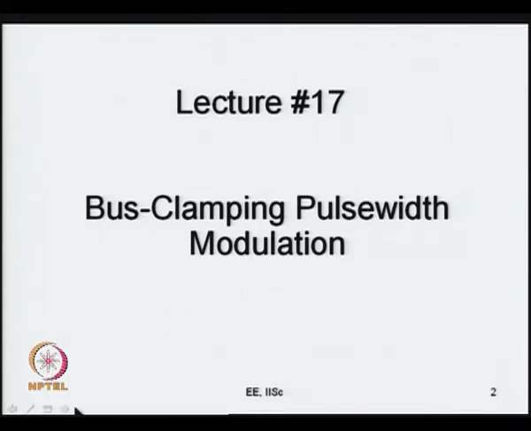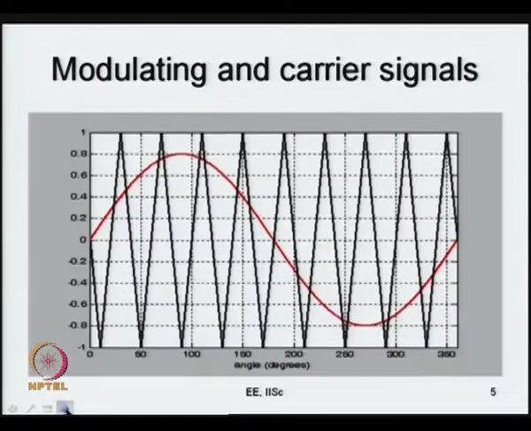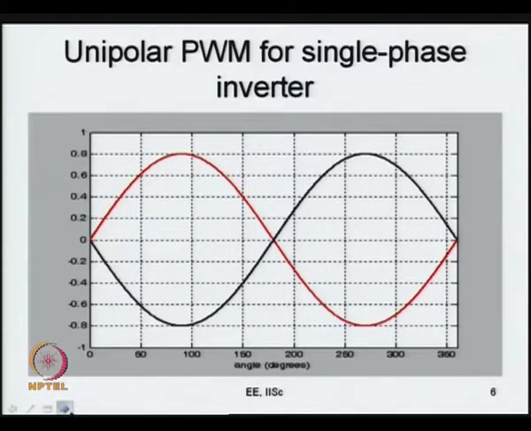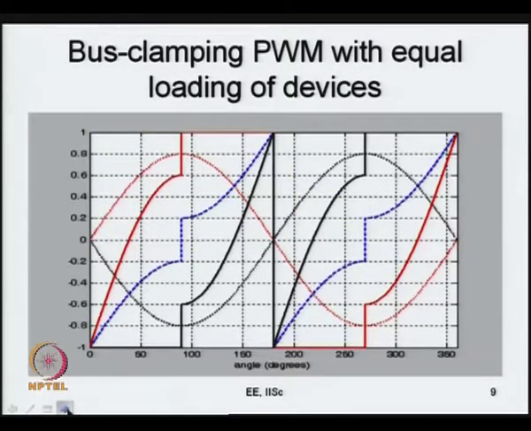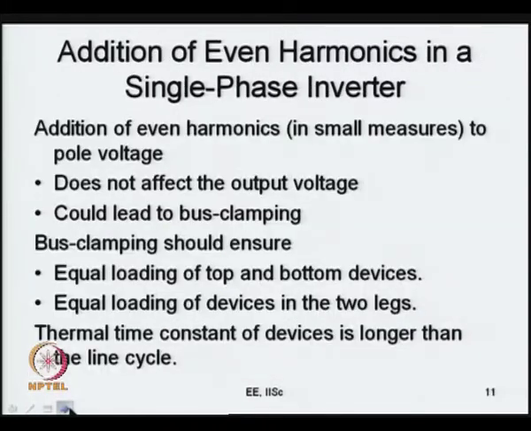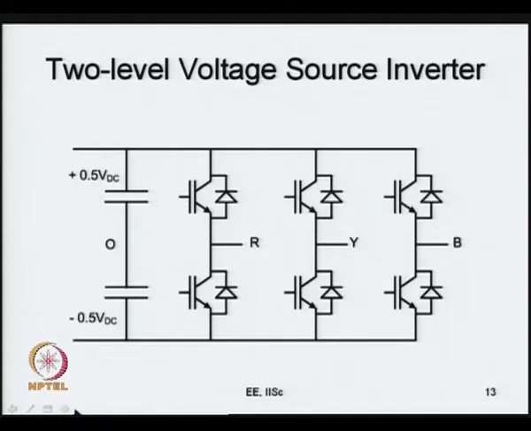Okay. So, now here we have a single phase voltage source inverter. Just to recap, it is a single pole double throw switch, one leg, and there is another leg, and the poles are connected to the load terminals. Then you have the single phase voltage source inverter realized, and you have these modulating and carrier signals going up and down like this. You have this unipolar PWM and second harmonic injection, bus clamping. These are some of those which we had reviewed in the previous classes now. If there is any requirement, we can just go back and take a quick look at some of those.